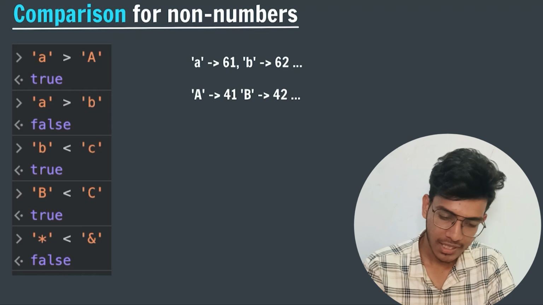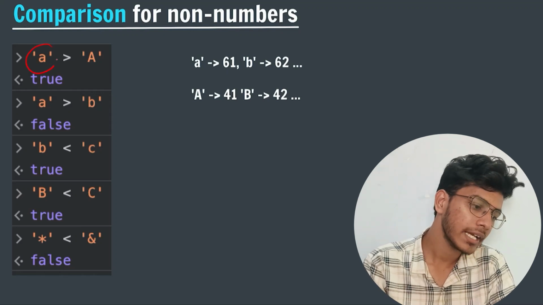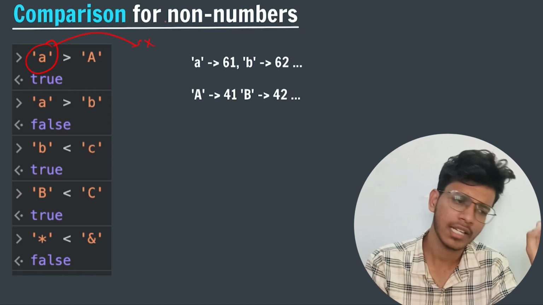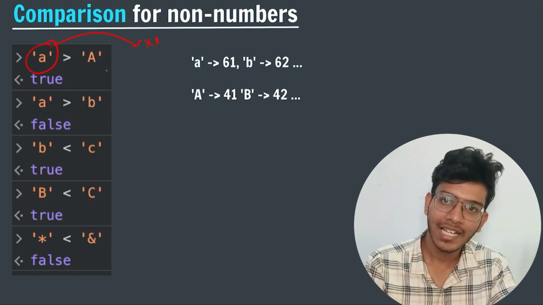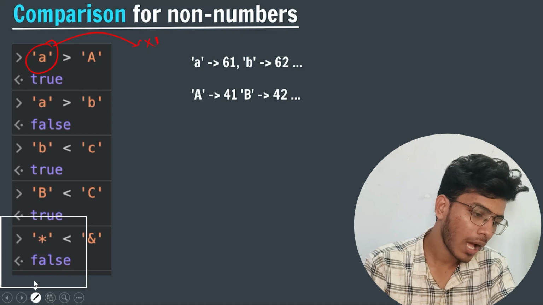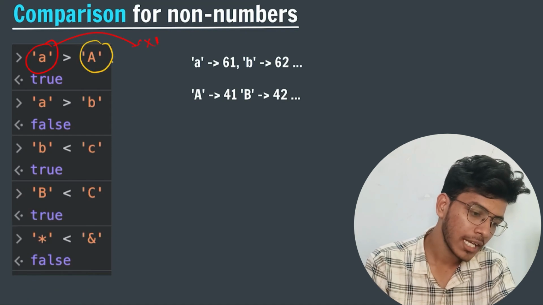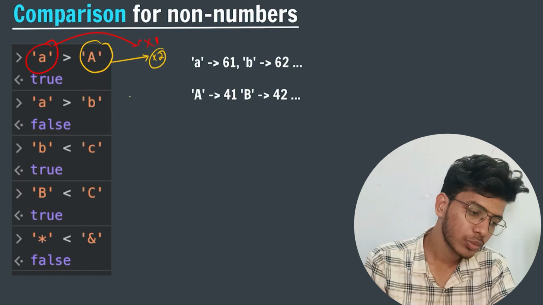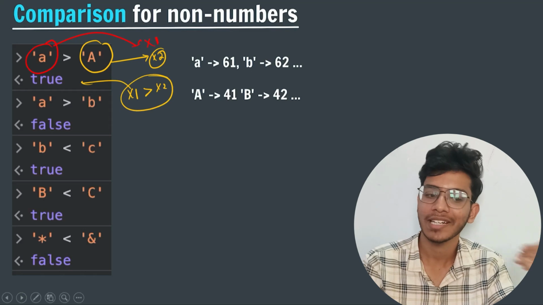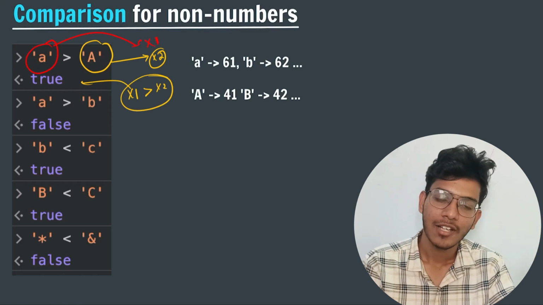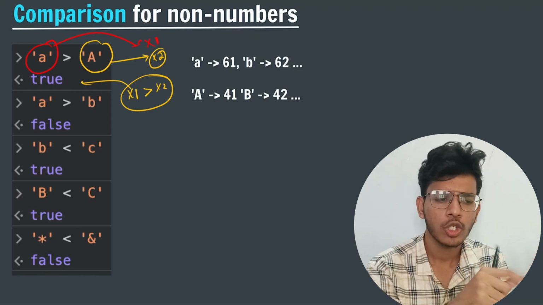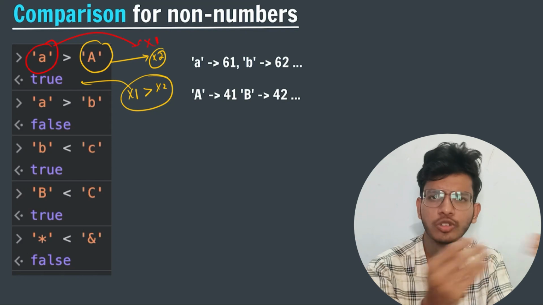Here, this small a will have some ASCII value. I cannot remember the ASCII value right now, so let's say the ASCII value of small a is x1. Similarly, this capital A will have another ASCII value, let's say x2. Now if x1 is greater than x2, then I will get the output as true, or else I will get the output as false. Like this, we can convert our characters into their corresponding ASCII values in JavaScript.